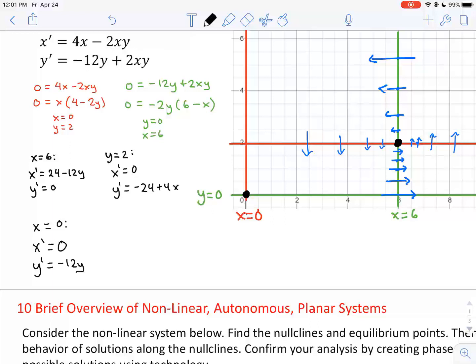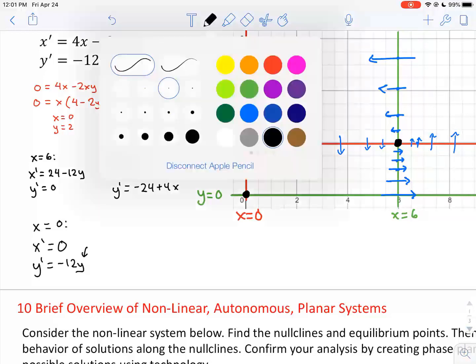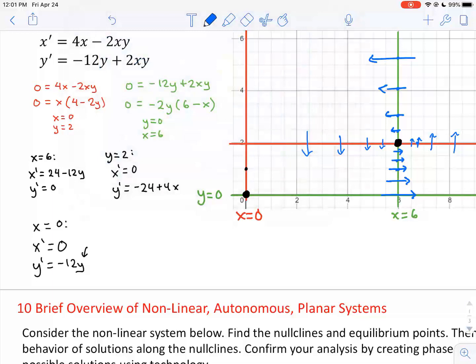I just plugged in x equals 0 right there. X prime is negative 12y. So this is suggesting, now pick different y coordinates along here. Pick a point like (0, 1), for example. Plug in y equals 1, and we expect to see some dropping. In fact, the further up we go along this line, we get a more negative y prime.